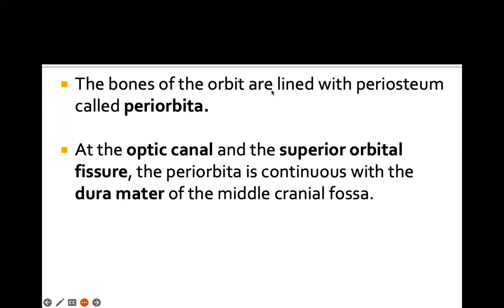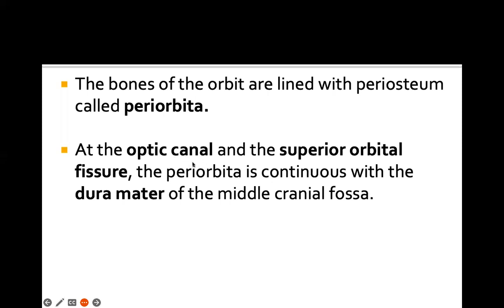The bones of the orbit are lined with periosteum called periorbita. We saw that earlier on. At the optic canal and the superior orbital fissure, the periorbita is continuous with the dura mater of the middle cranial fossa. This is loaded.